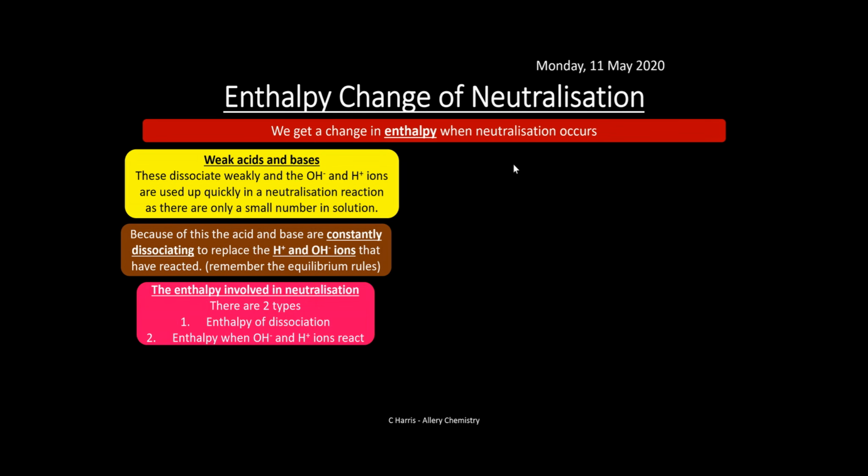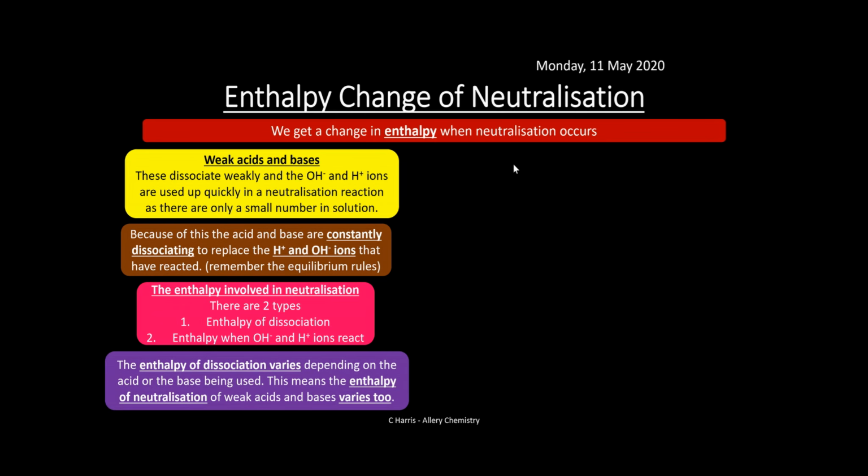So the enthalpy involved in this type of neutralisation is in 2 steps. There's the enthalpy of dissociation, which is to break the ionic substance apart, and then there's also an enthalpy when the OH- and H+ ions react. The enthalpy of dissociation varies depending on the acid or base being used, and this means that the enthalpy of neutralisation of weak acids and bases varies too.